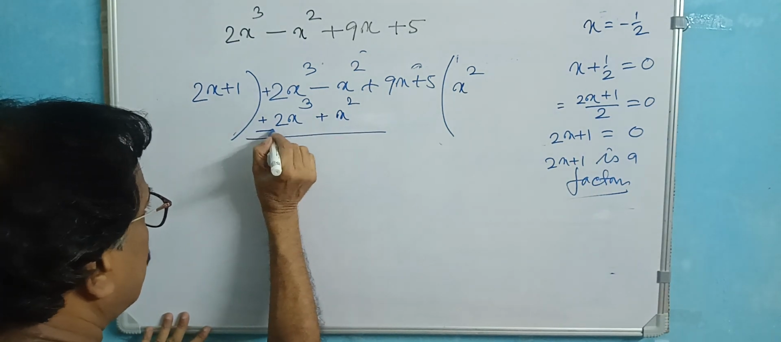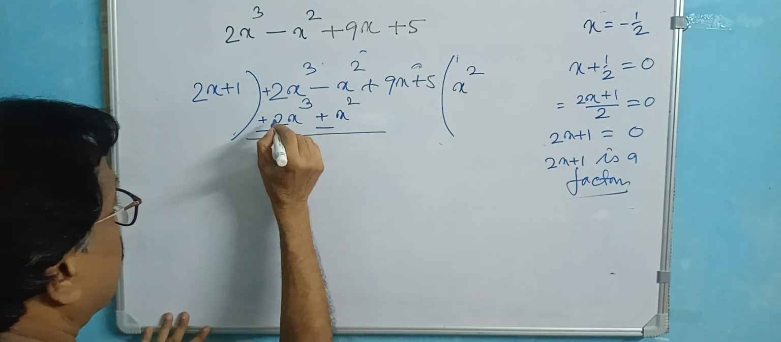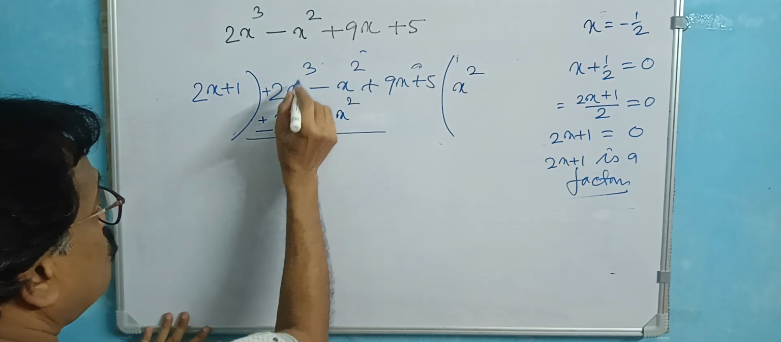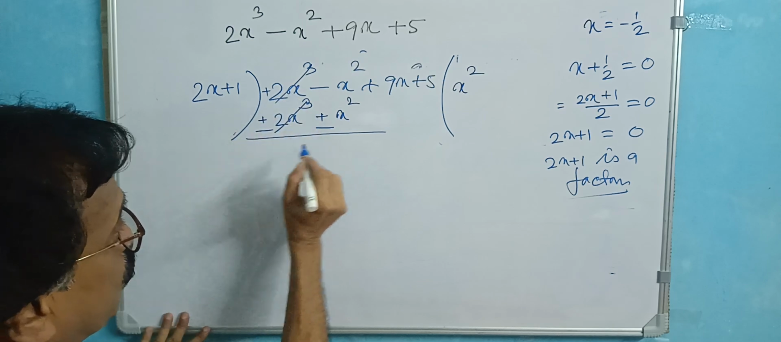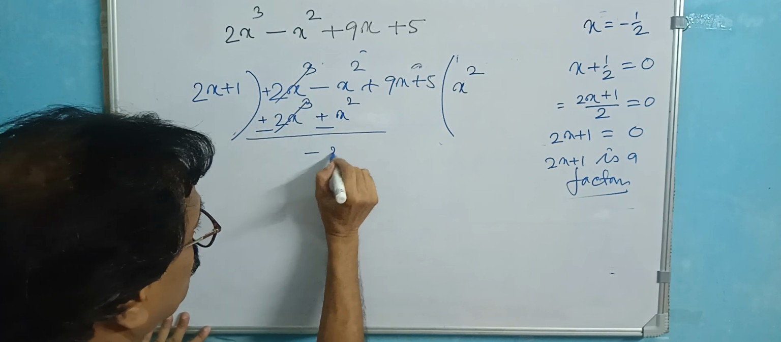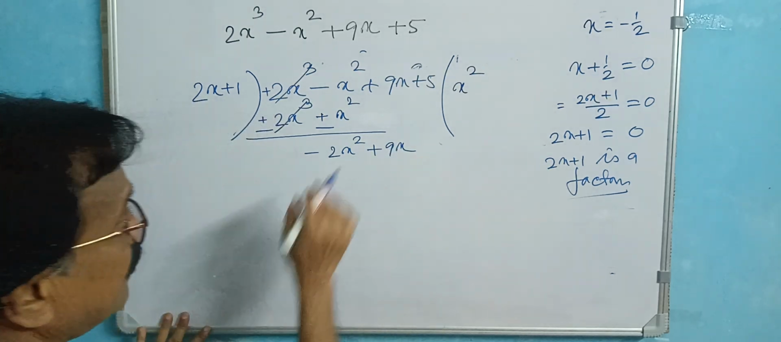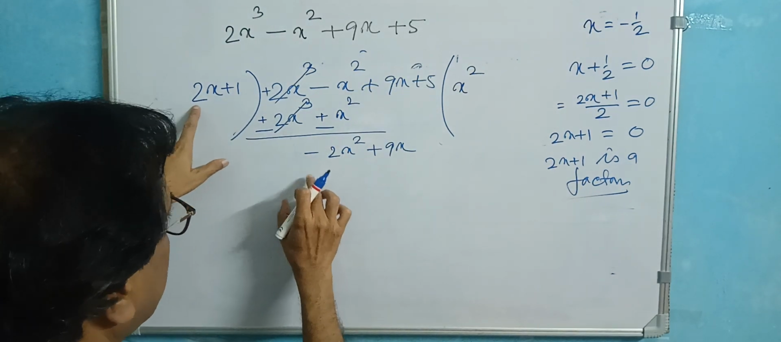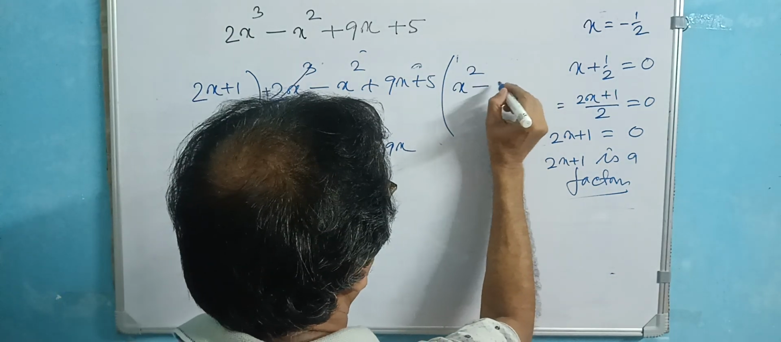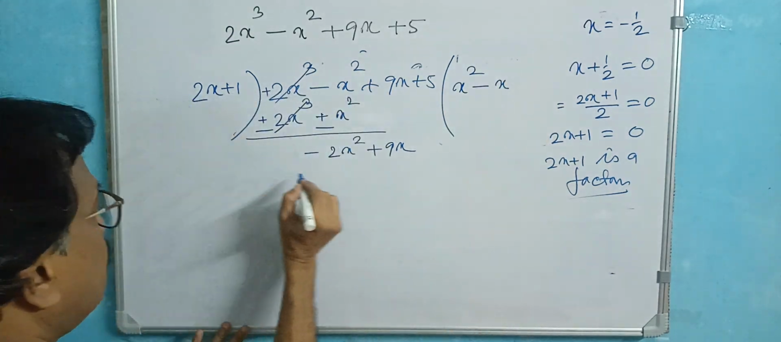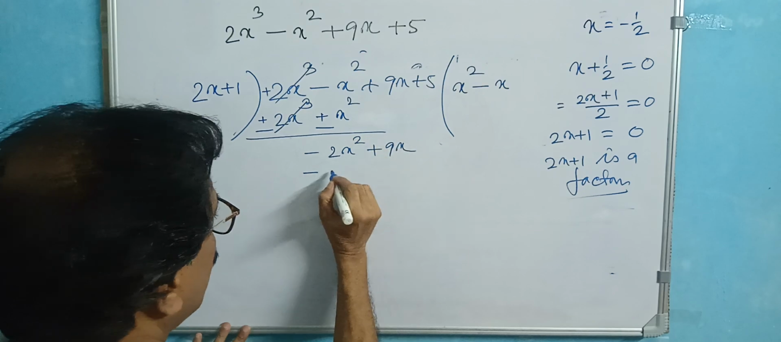Sign change: plus is minus, plus is minus. This plus 2x cube and this plus minus 2x plus x. But this is the same sign, minus 2x square. This is very important. 9x out. So this is minus 2x and this is minus 2x square. Just multiply with minus x. Minus x into minus 2x, 2x square.